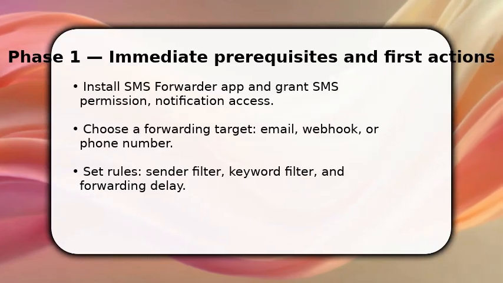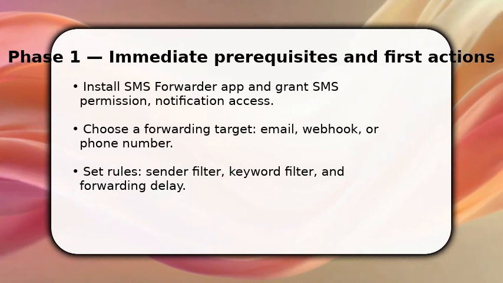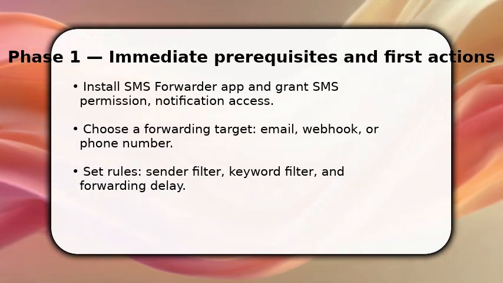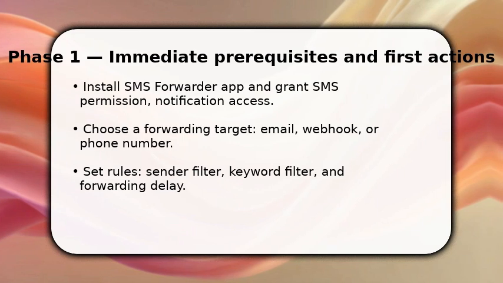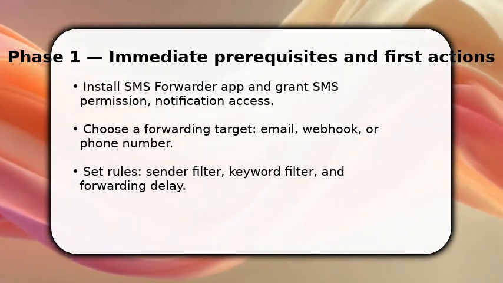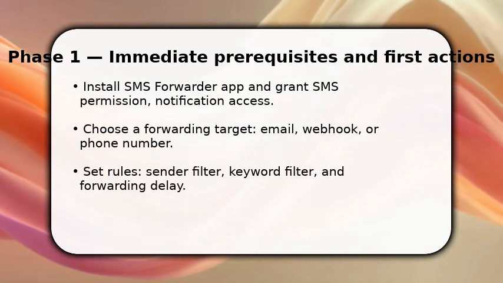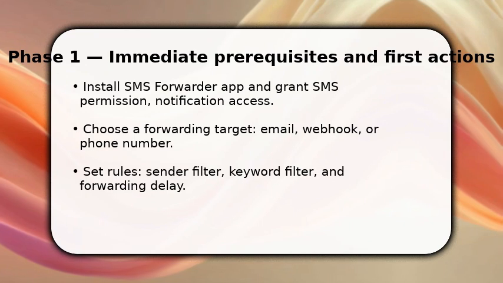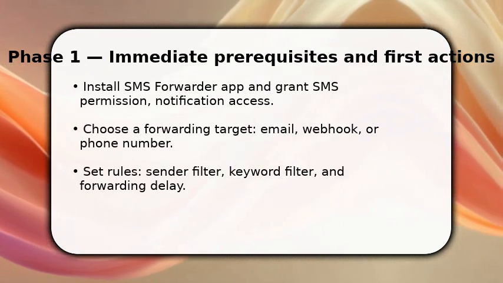You have the app and permissions. Now begin. Open SMS Forwarder and grant SMS and notification access so the app can read incoming texts. Next, pick your forwarding target: email for archives, webhook for automation, or another phone for live relay. Each choice affects delivery speed.